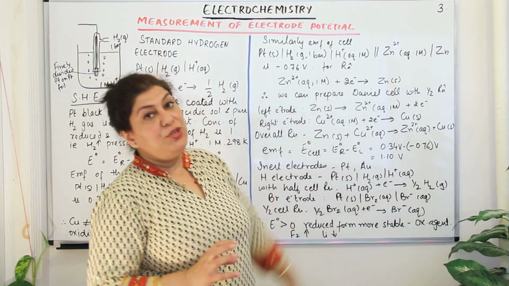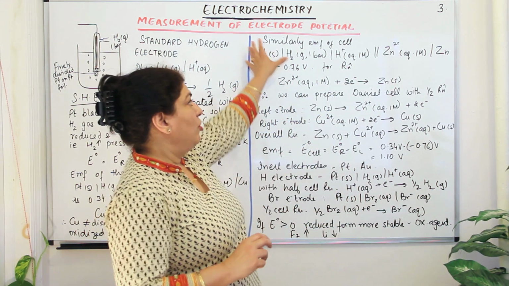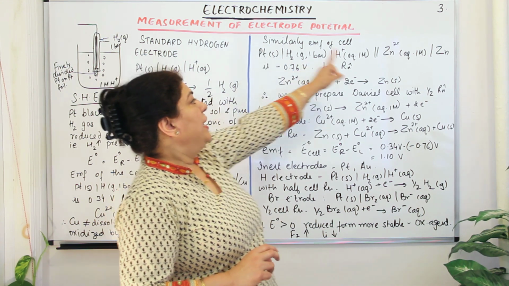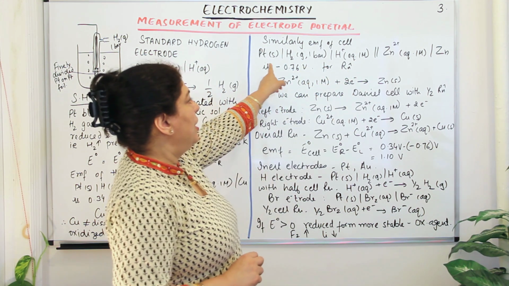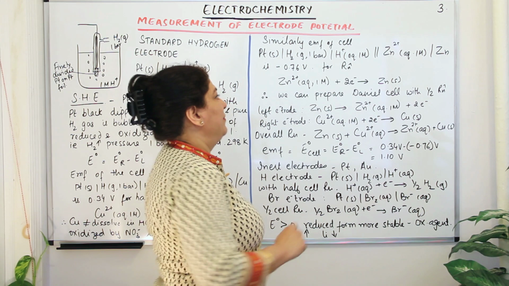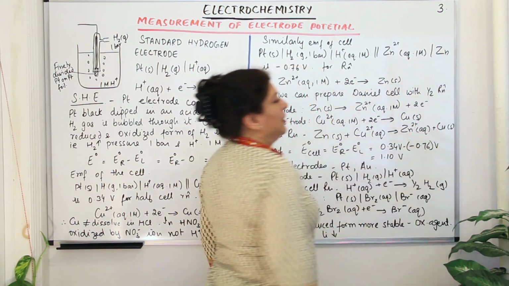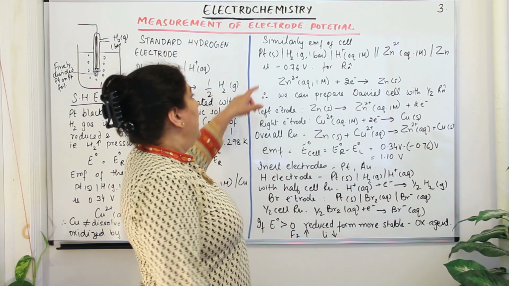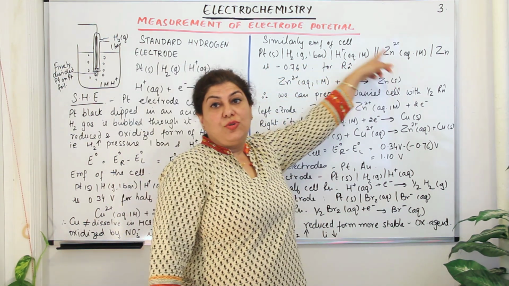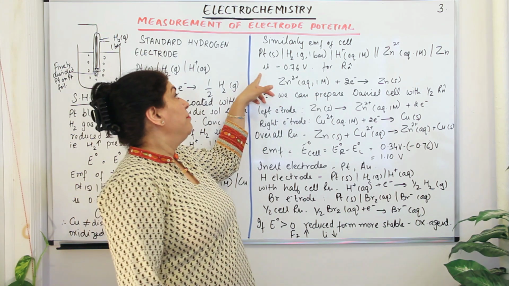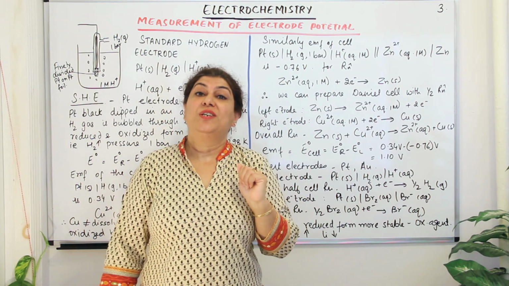So on the right hand side, you have the reduction occurring, and on this side, this is the anode, and that is the cathode. Oxidation half, reduction half. So zinc ions, which is aqueous 1 molar, and zinc, again standard conditions. And when we calculate the EMF of this cell, it turns out to be minus 0.76 volts.